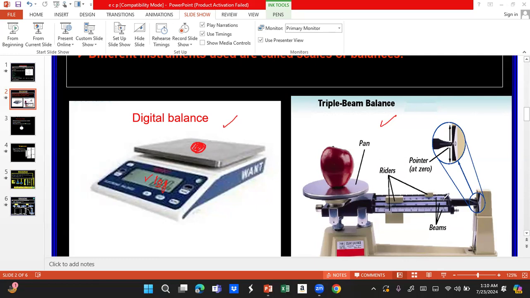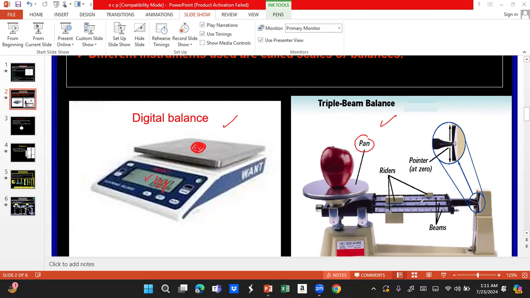Similarly, this is the beam balance. Here, basically, we use a beam. You can see on the top of the beam we have different riders. Basically, riders are used to balance the scale at the pivot. Normally this is a pan. You can see it. This pan is used to hold the weight.